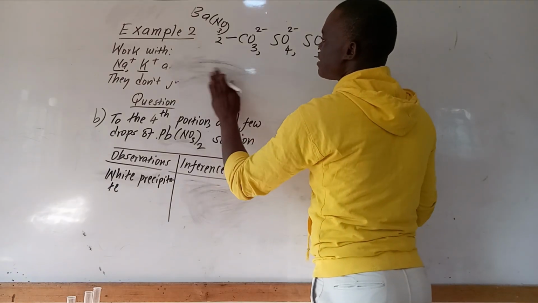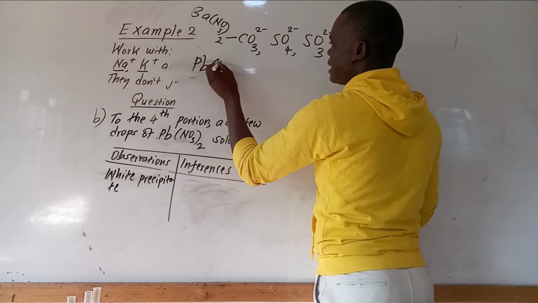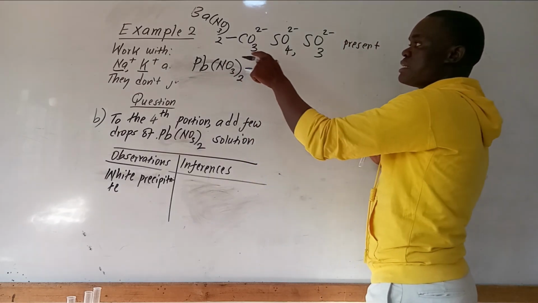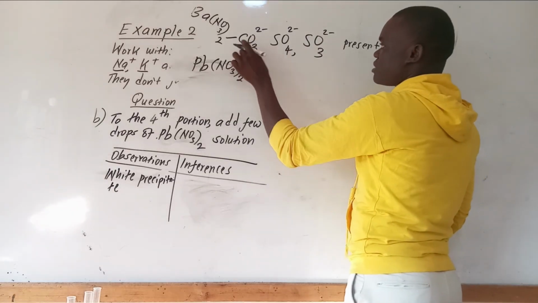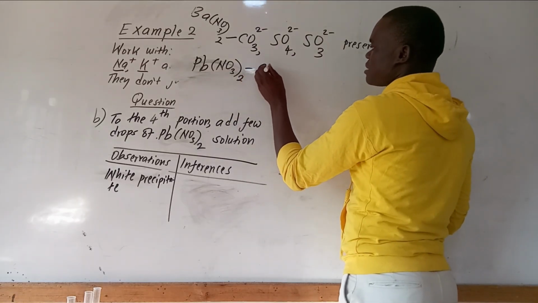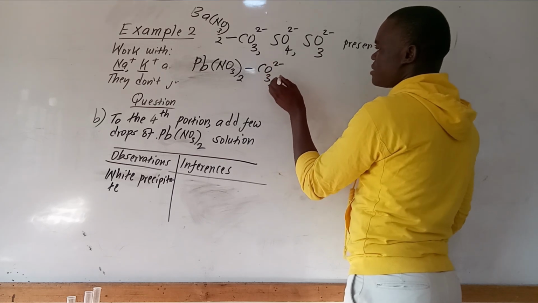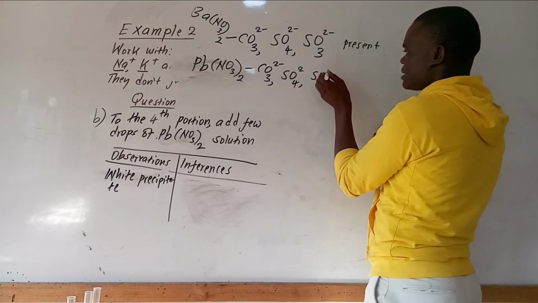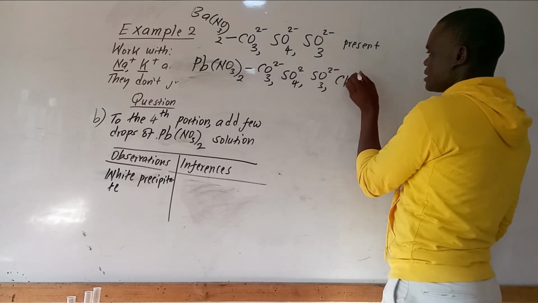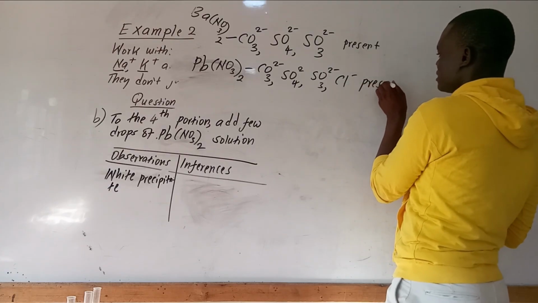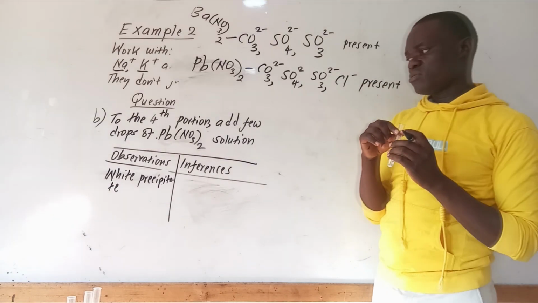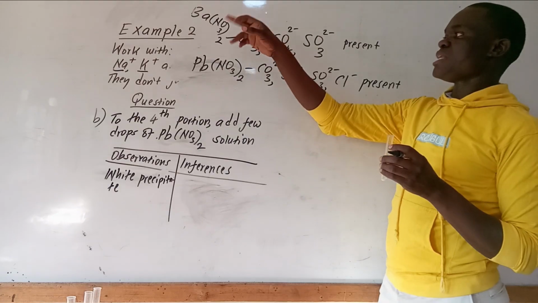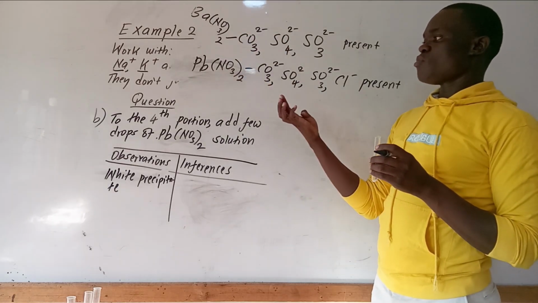But if we are dealing with lead nitrate, we mentioned 4 including chloride. We mentioned these 3 plus chloride. So that is carbonate ion, sulfate ion, and sulfite ion, and chloride ions may be present if white precipitate forms. Now, since we had said that these 3 are absent because there is no white precipitate, but if we add lead nitrate, white precipitate forms.